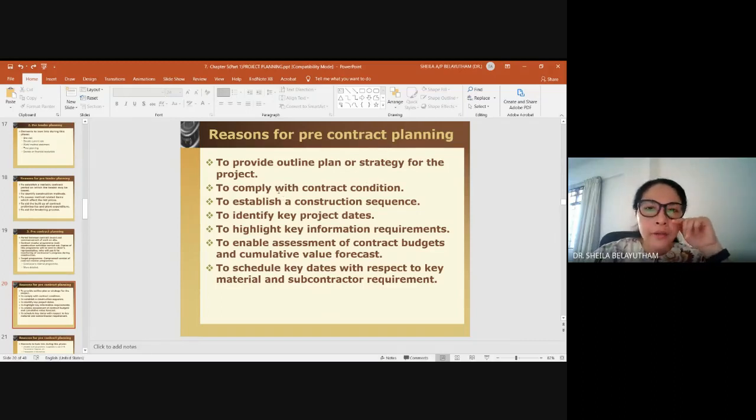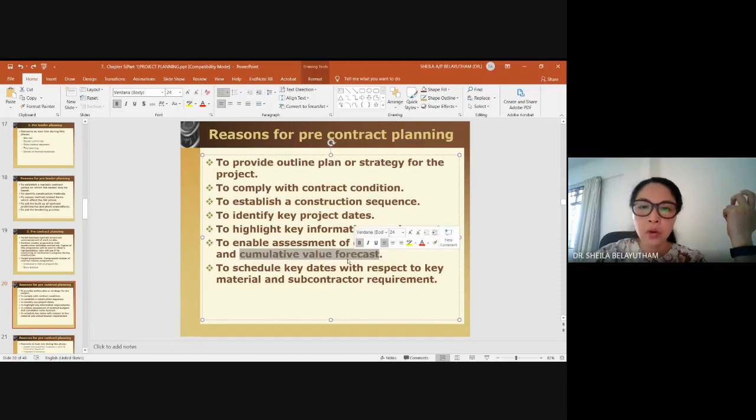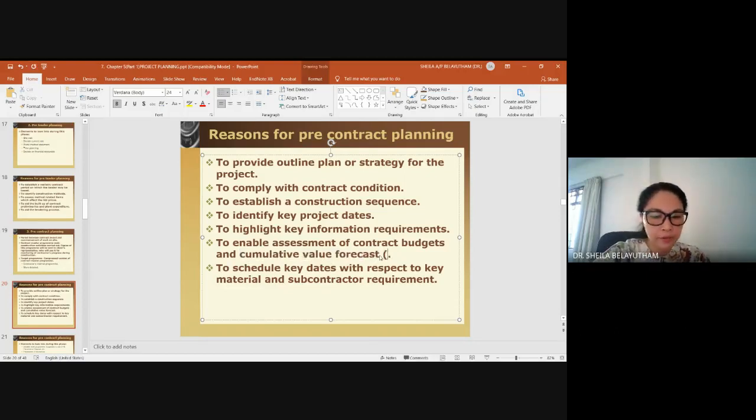And why else do we need this type of planning? Basically to ensure construction sequence, to identify the key project dates, to highlight key important information, to enable assessment of contract budget and cumulative value forecast. This cumulative value forecast, we will go through in the scheduling stage. After we have done the CPM and so on, we will be able to come up with the cumulative, which is on the side, we call it S-curve.